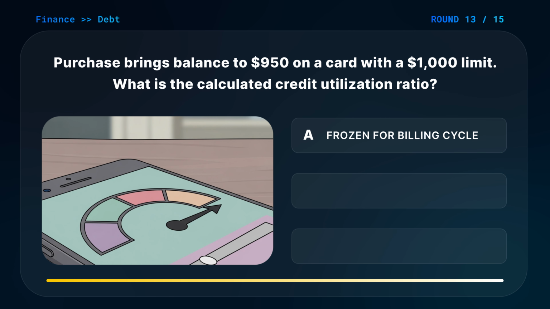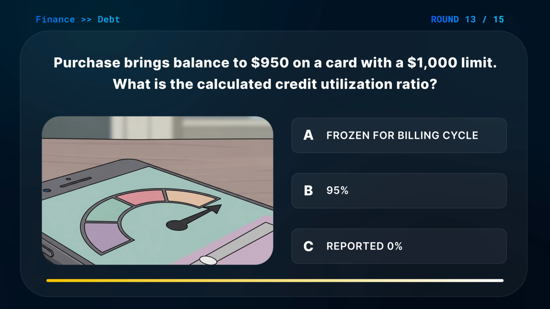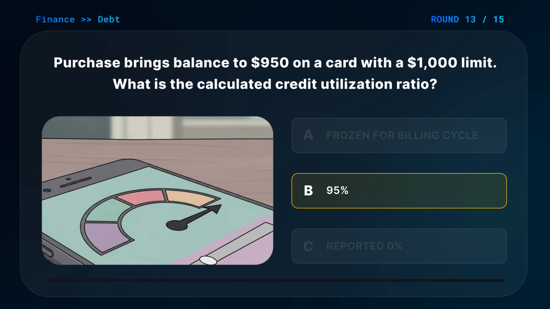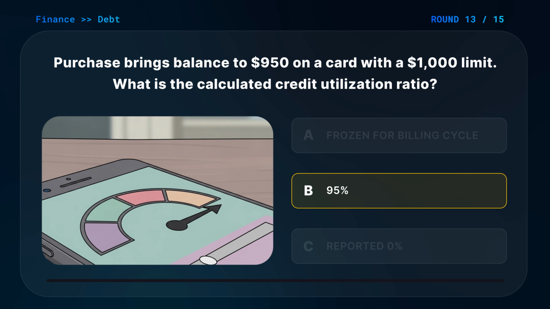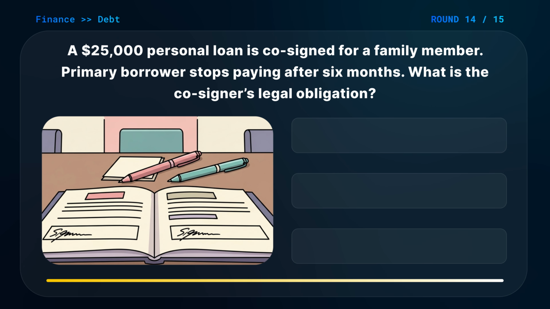A. The ratio is frozen for that billing cycle. B. The ratio is calculated as 95%. Or C. The ratio is reported as 0 until the balance is paid. The answer is B. The utilization ratio is the current balance divided by the total credit limit. Okay, next one. You co-sign a $25,000 personal loan for a family member. They make payments for 6 months, then stop paying entirely. What happens to your legal obligation for the debt?